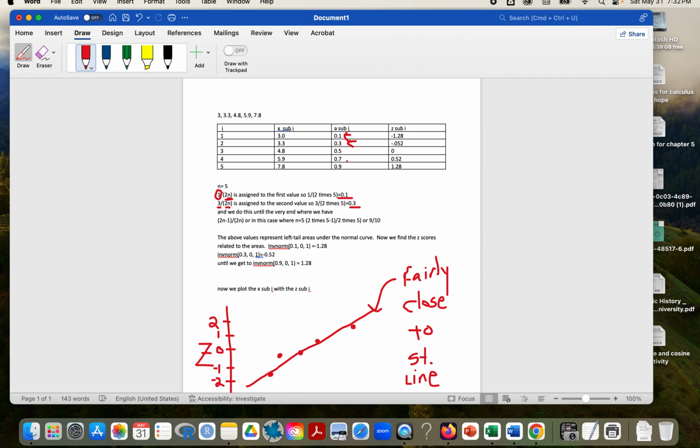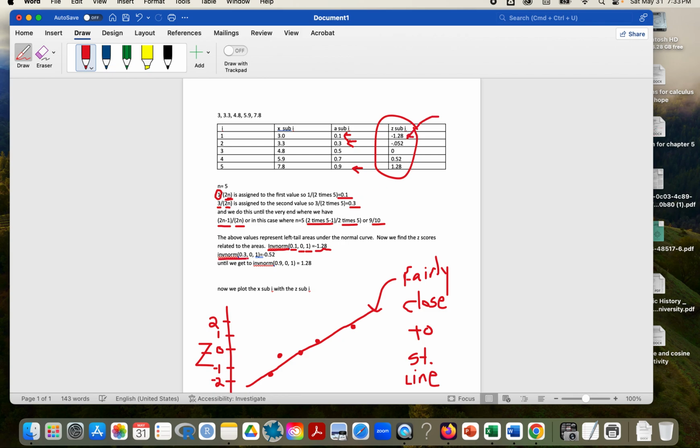We continue to do this: 5 over 2n, 7 over 2n, and then we finally get to the last one, which is 2n minus 1 over 2n. That's 2 times 5 minus 1 over 2 times 5, or 9/10, which is 0.9. Now, how do you get these values? We use inv norm, second vars, invNorm, 0.1, then 0, then 1, because the mean is 0 and the standard deviation is 1 on the standard normal curve, and we get negative 1.28.